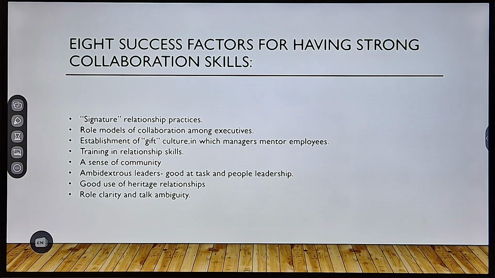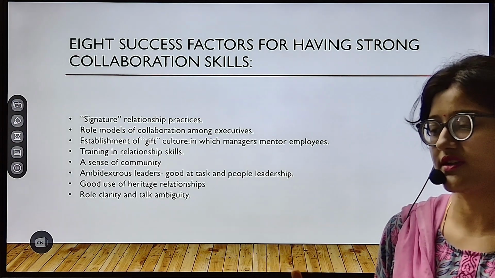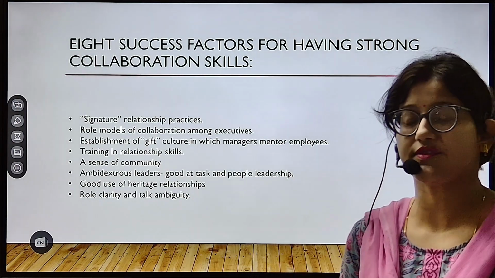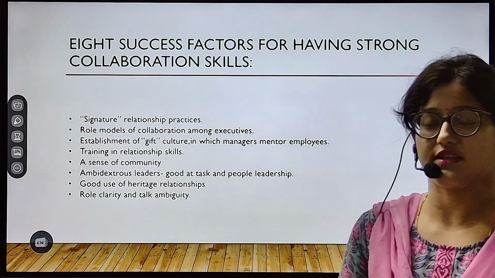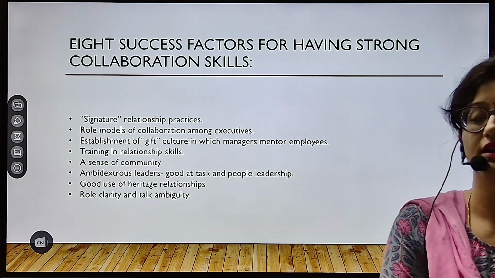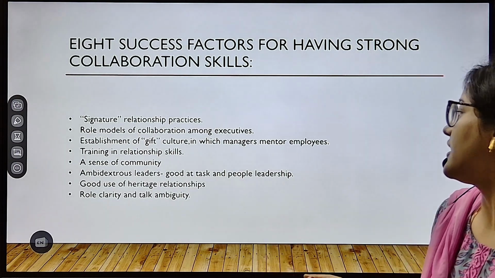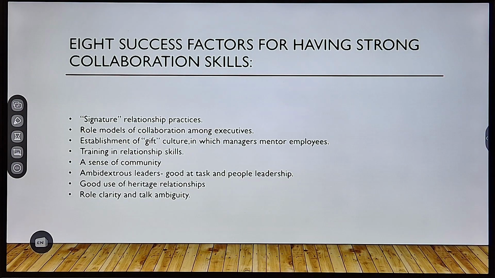Next is the role model of collaboration among executives. This means the top executives are the best collaborators, and when they take very good decisions while collaborating, these decisions are followed by the other subordinates and by other companies also. So they become role models for others, right? Next is the establishment of a gift culture, in which the managers mentor the employees. What does gift culture mean?